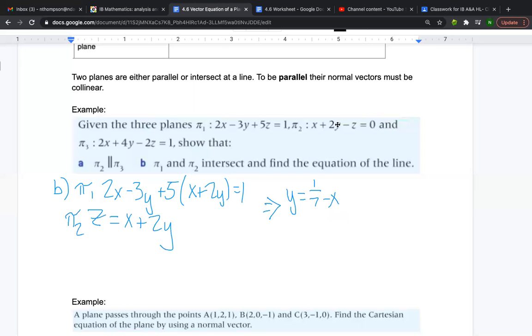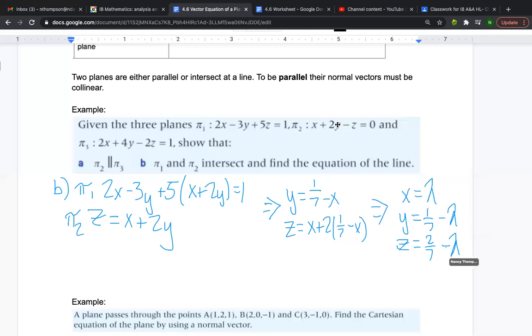And now I'm going to plug it in for y in my second equation. So now I have z is equal to x plus 2 times the quantity of 1/7 minus x. And then math happens. Once you get there, we should have now that x is equal to lambda. We're going to put this into parametric form. Y is equal to 1/7 minus lambda, and z is equal to 2/7 minus lambda.